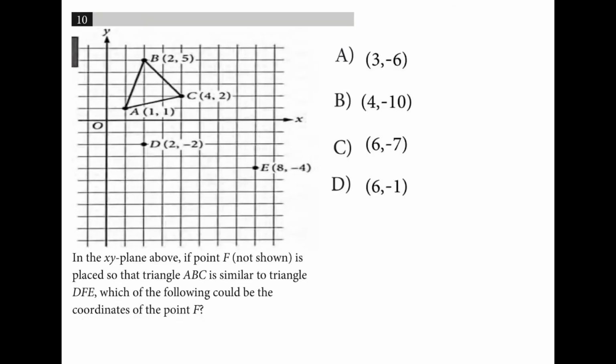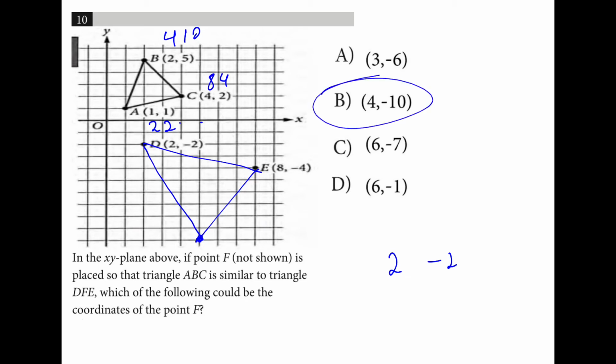So there's a point F placed so that triangle ABC is similar to DFE. What I noticed is that this original triangle is doubled in size and then flipped across the x-axis. So all the coordinates are multiplied by 2. This becomes 8, 4, this becomes 2, 2, this will become 4, 10. And then the y-coordinates are flipped to become negative. So that's why B is the right answer.